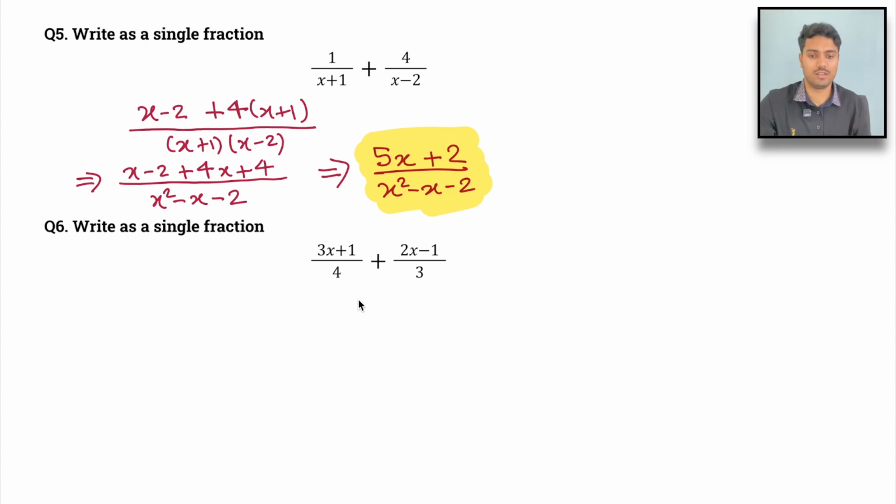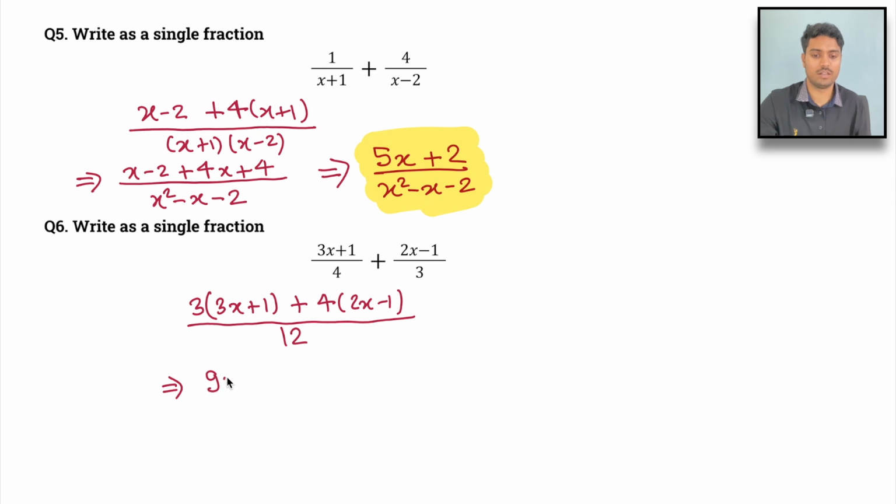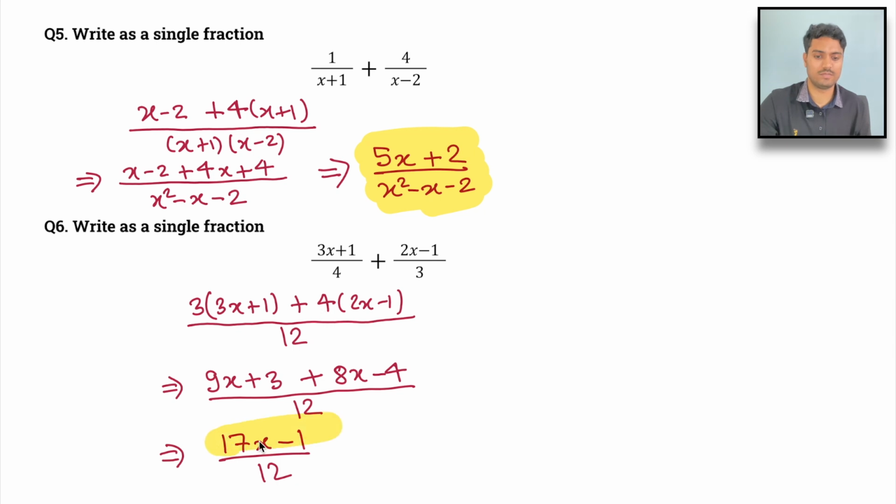Let's check question number 6. Again we have 3x plus 1 by 4 plus 2x minus 1 by 3. So write down 3 multiplied by 3x plus 1 plus 4 multiplied by 2x minus 1, whole divided by 4 threes are 12. So let's check this now. 3 into 3x is 9x, plus 3 into 1 is 3, plus 4 into 2x is 8x, minus 4 into 1 is 4, divided by 12. So now we have 9x plus 8x, 17x, 3 minus 4 is minus 1, divided by 12, and that's the answer.